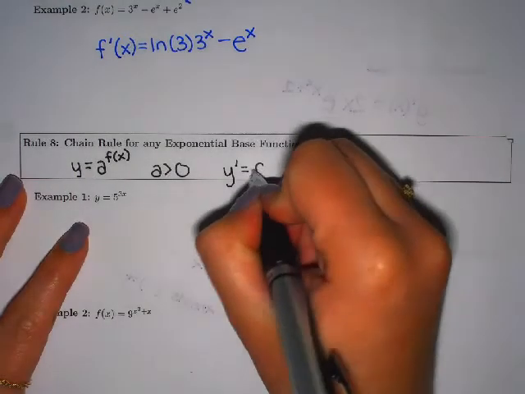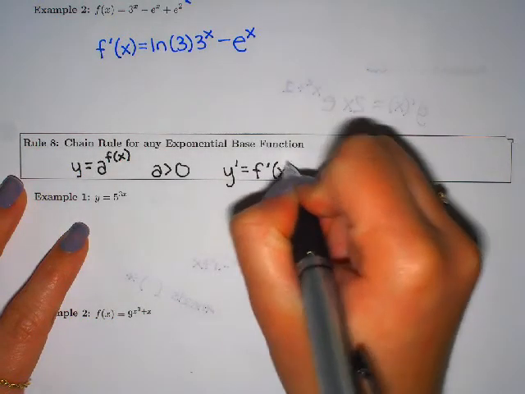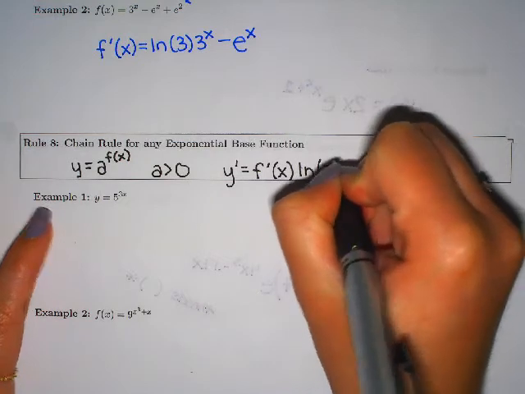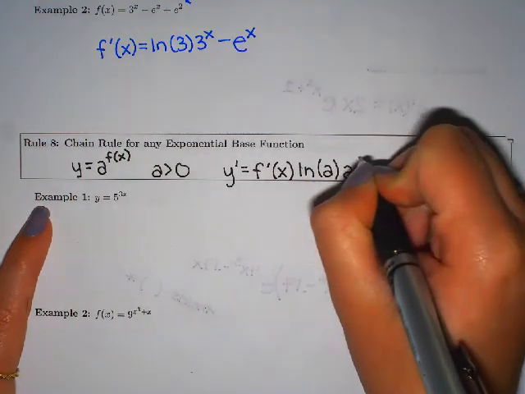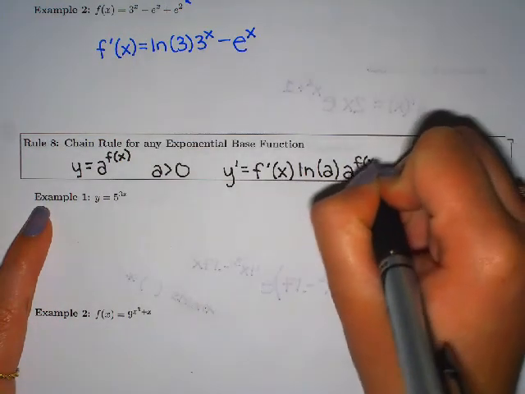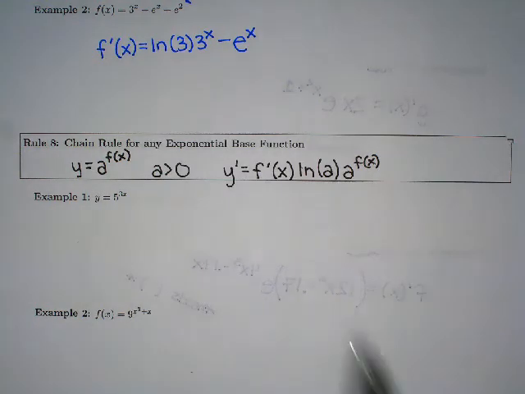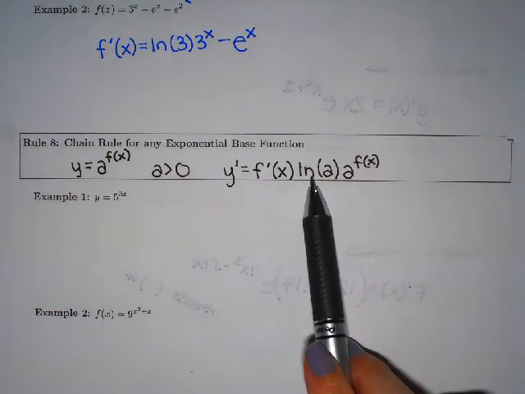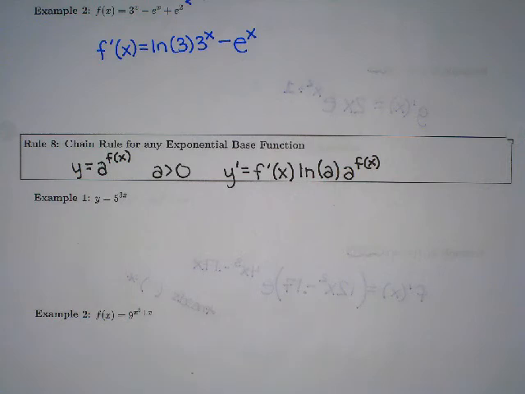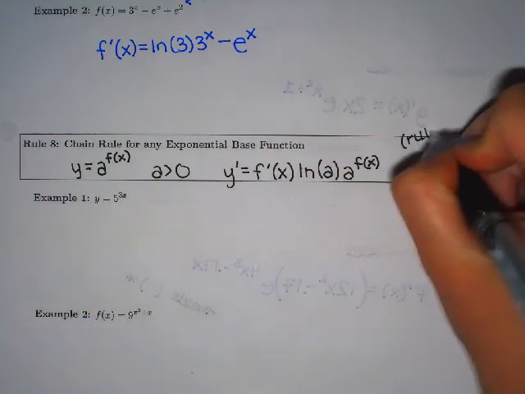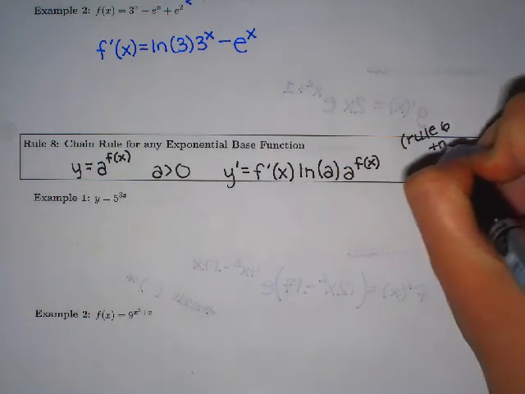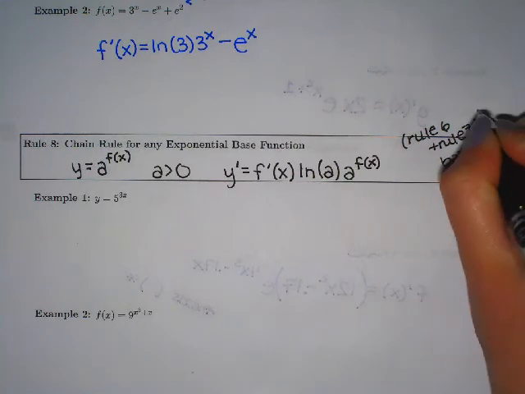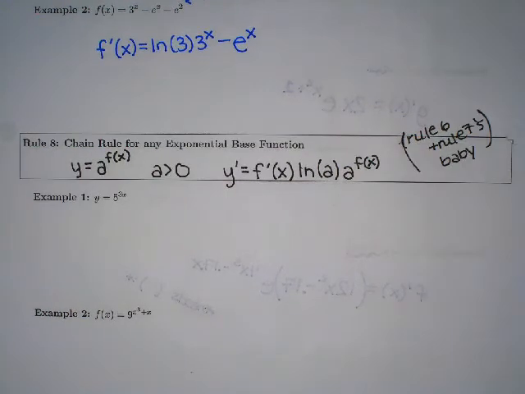So it says take the derivative of your power first, f prime of x. Take the ln of your base, because that's what Rule 7 said to do, ln of a, and then your base to the original power, which is back to looking like Rule 6. So Rule 6 said take the derivative of your power times e to the original power. This one is the derivative of your power, ln of your base, to the original power. So this is like combining Rule 6 and Rule 7's baby. That helps you remember it. It's a piece of each.